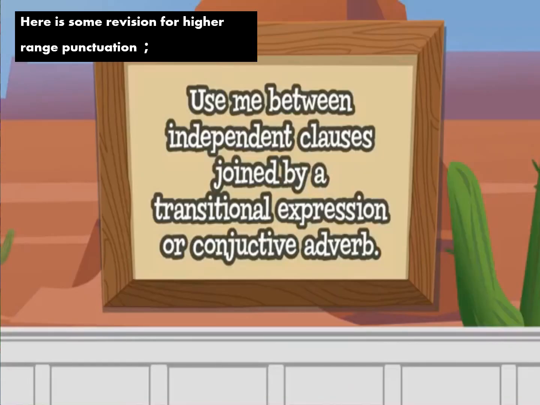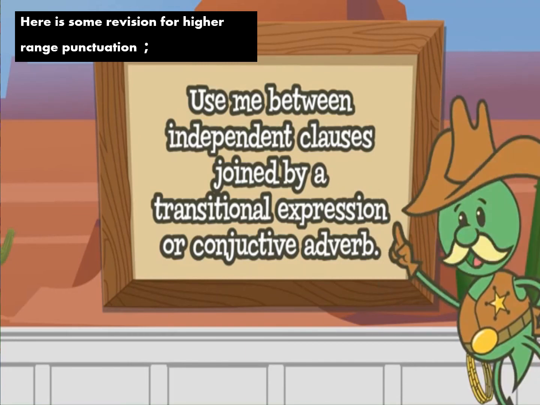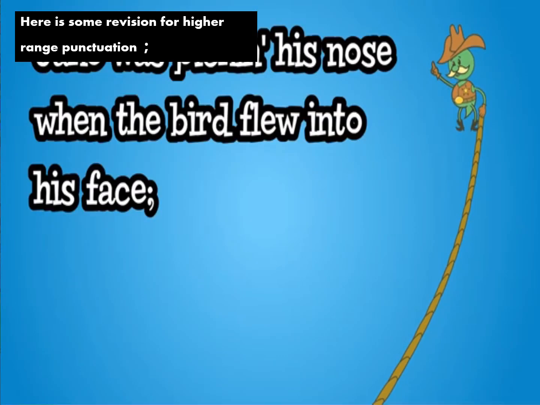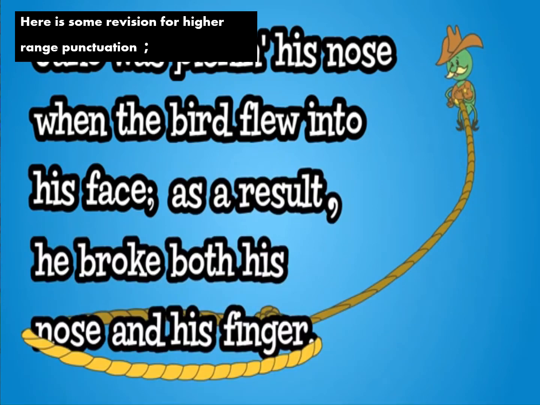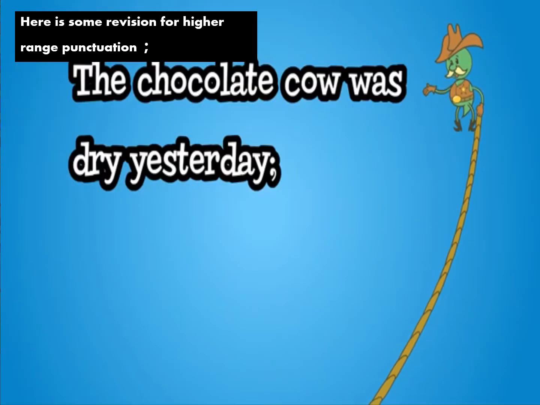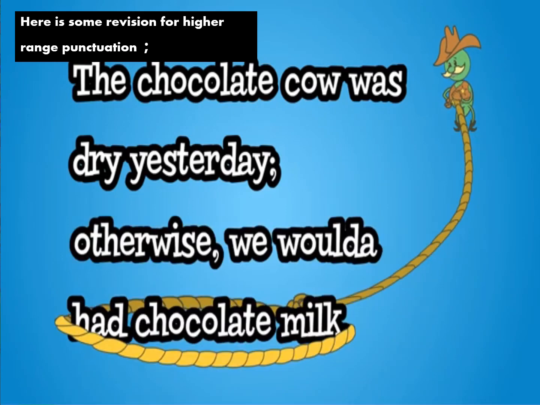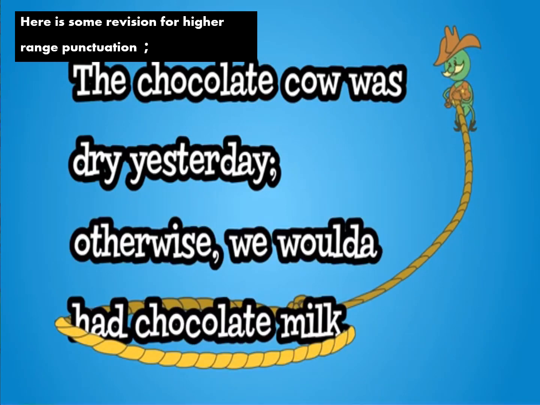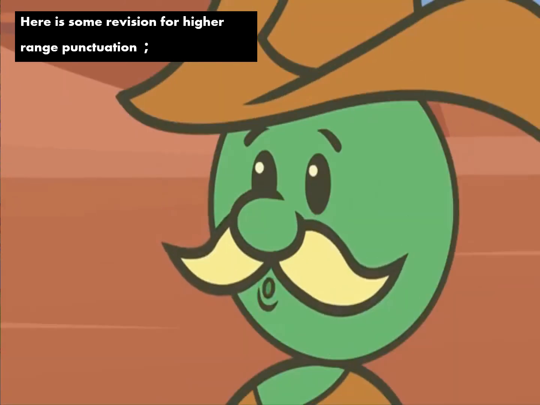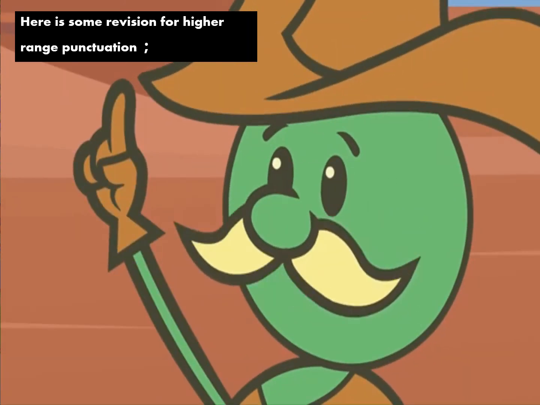Use me between independent clauses joined by a transitional expression or conjunctive adverb. For example, Jake was picking his nose when the bird flew into his face. As a result, he broke both his nose and his finger. The chocolate cow was dry yesterday, otherwise we would have had chocolate milk. There's another example. Can you find a semicolon in it?